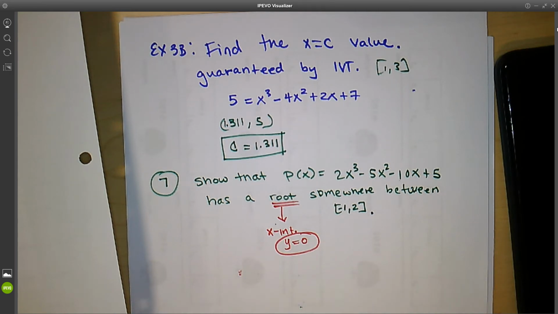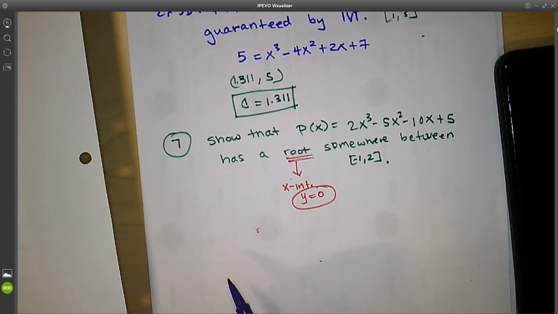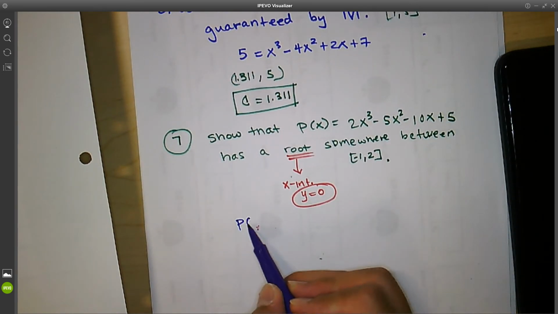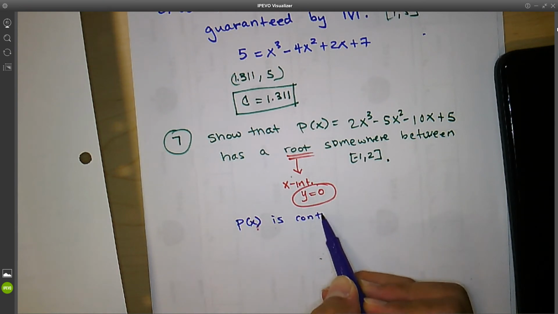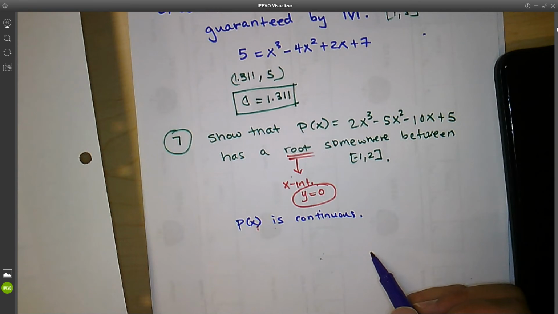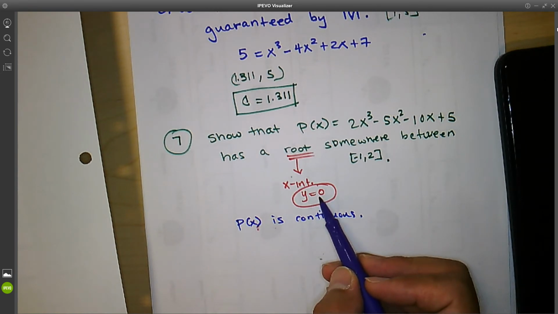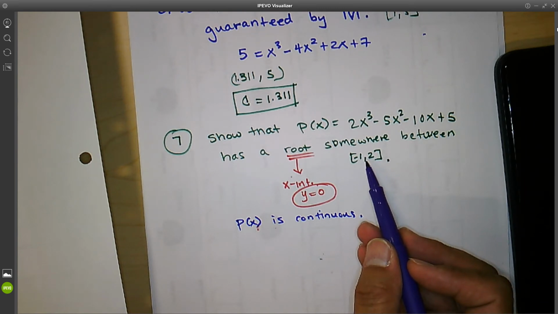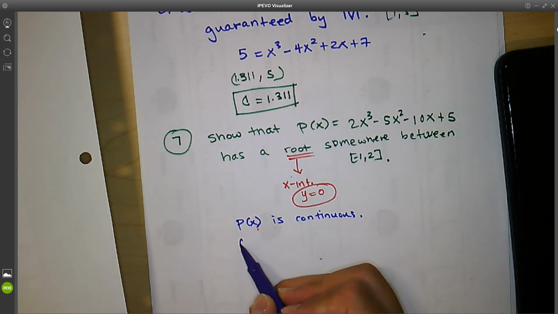So, first condition of the intermediate value theorem, we must state it, acknowledge it. What is it? P of x is continuous. Since it's a polynomial, you don't have to say because it's a polynomial, we'll just know. But you must mention it. P of x is continuous. Is 0 between -1 and 2? Yes, but that won't fit the intermediate value theorem because those are x values. So you must solve for the y values.